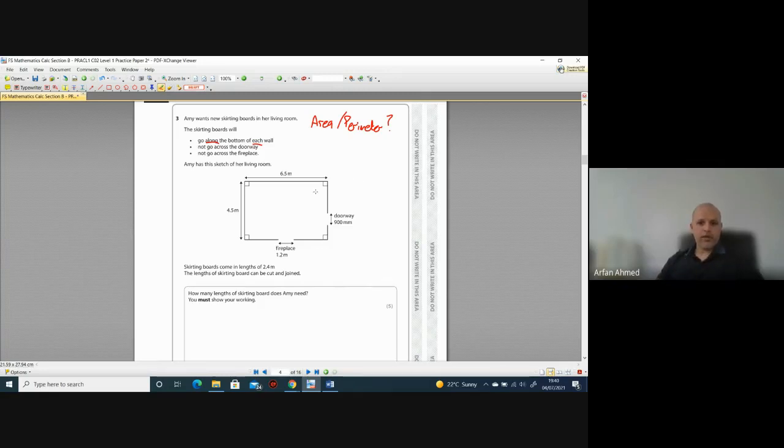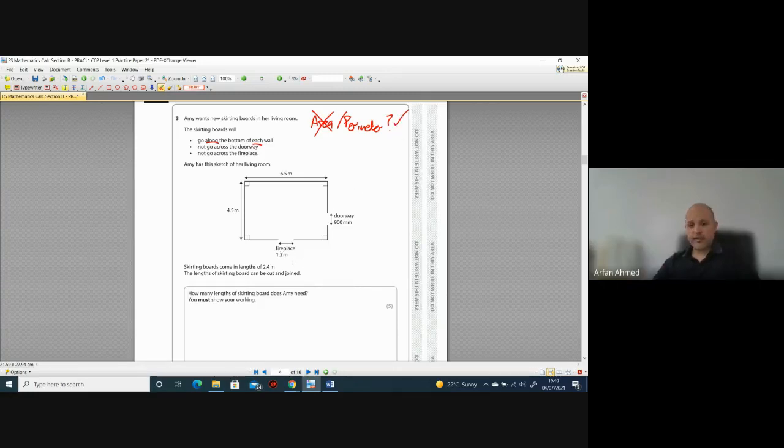And you know, skirting board goes around a room, doesn't it? I know it's inside, but not the whole of the inside of that, is it? It's inside here. It goes along the edge of your walls, just like in real life. So definitely not area for this one. It is perimeter, definitely.